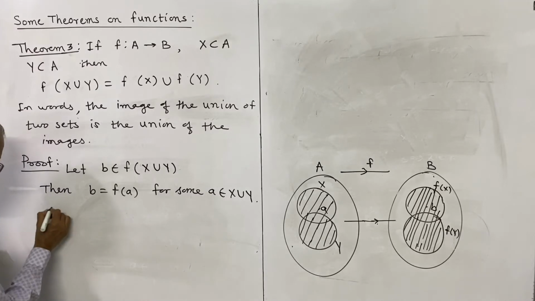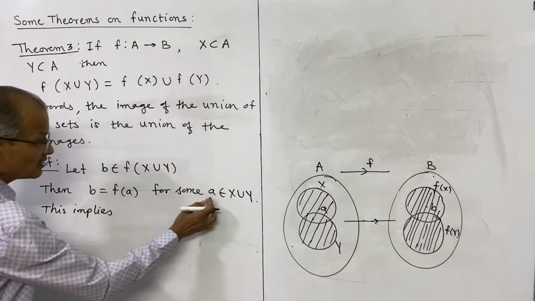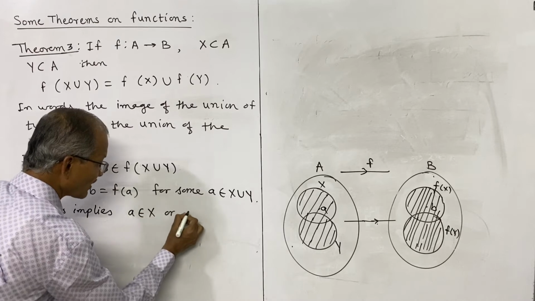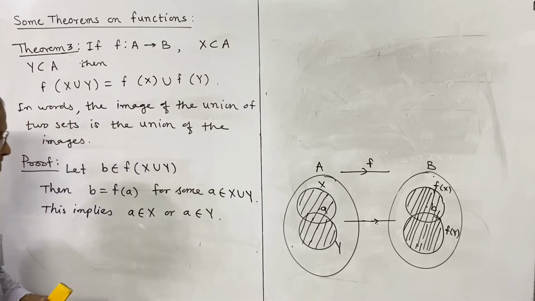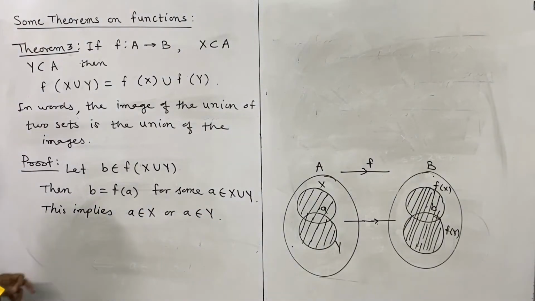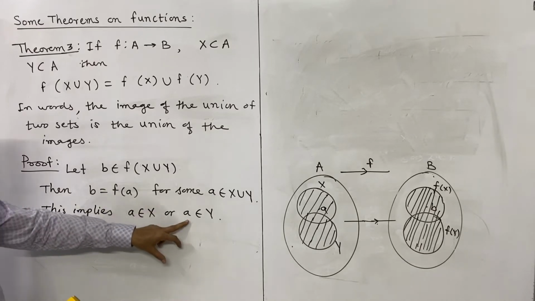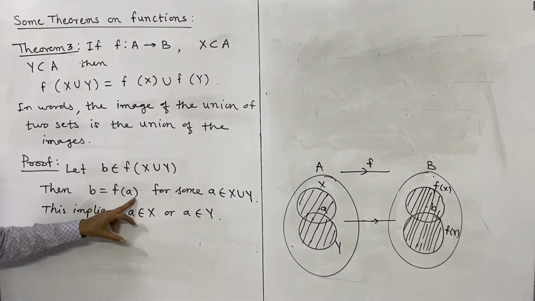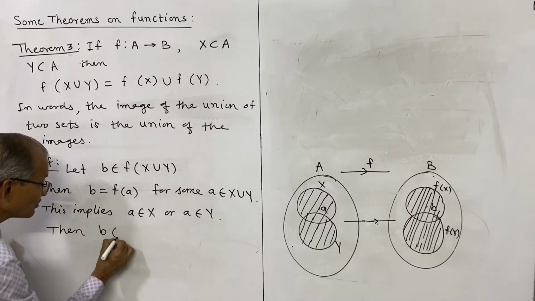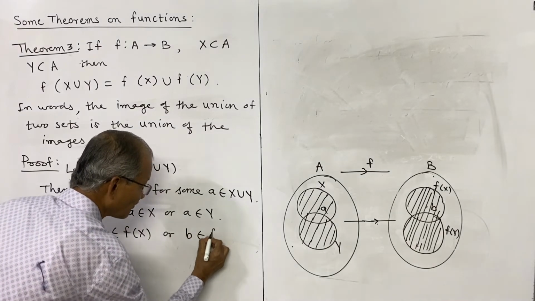So this implies, see, A is in x union y, means this implies A belongs to x or A belongs to y. It is in the union means it is in either set, x or y. And if A belongs to x, what this implies, B belongs to f of x. Or if A is in y, then that will imply B belongs to f of y. So therefore then B belongs to f of x or B belongs to f of y.